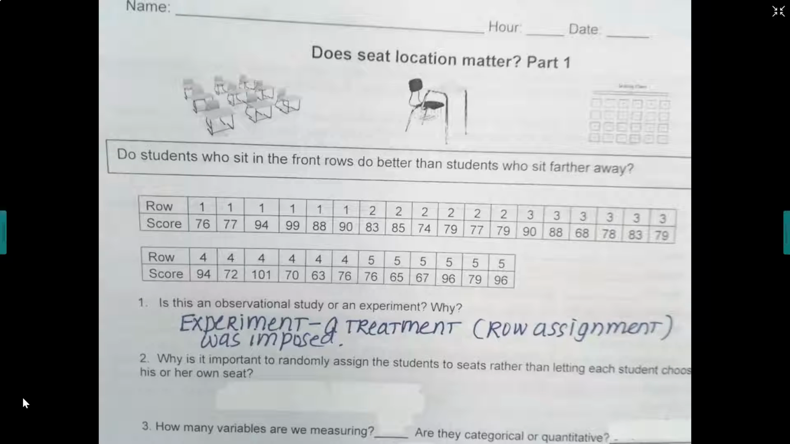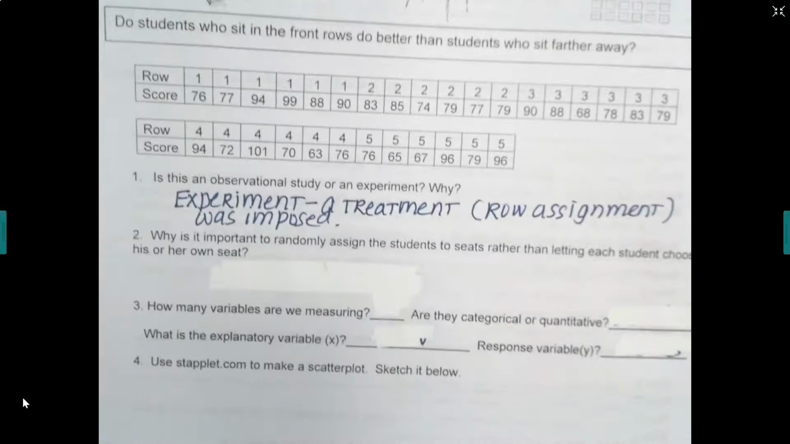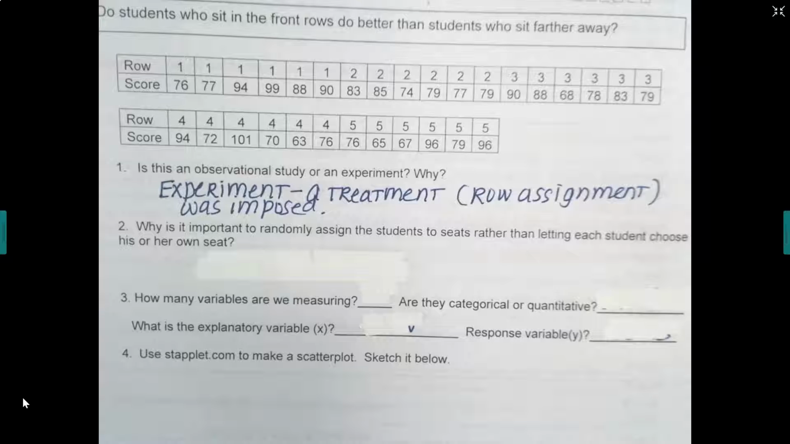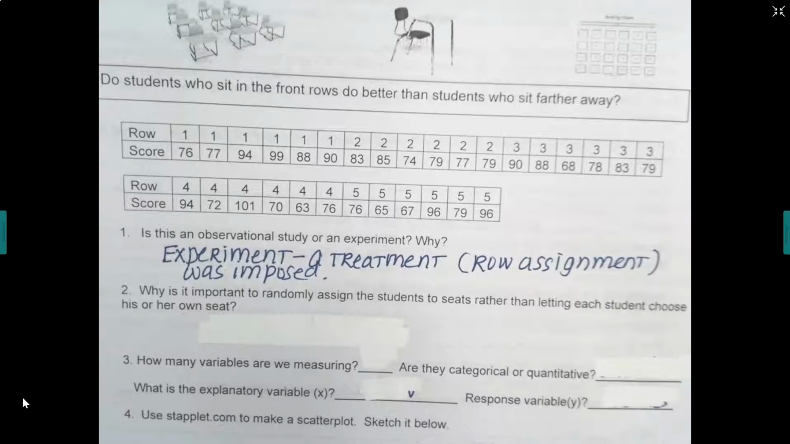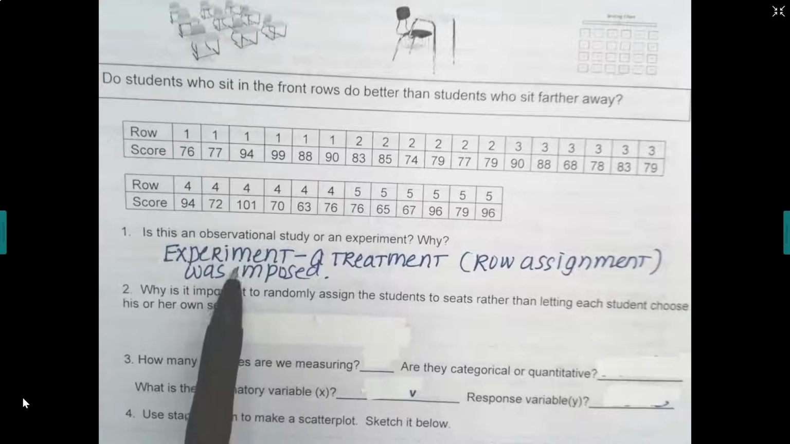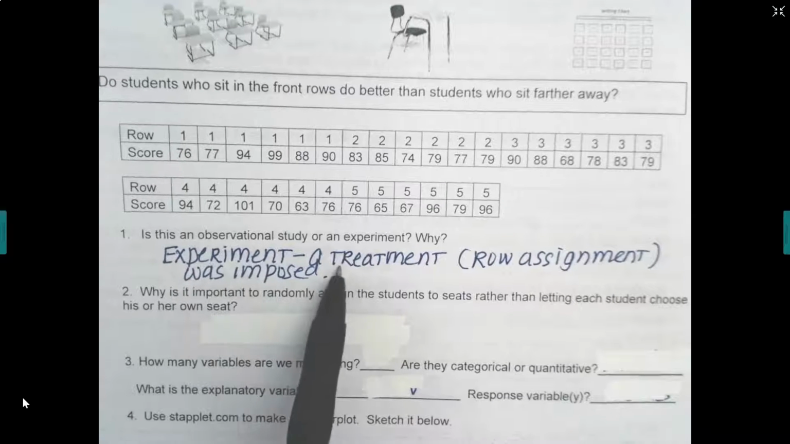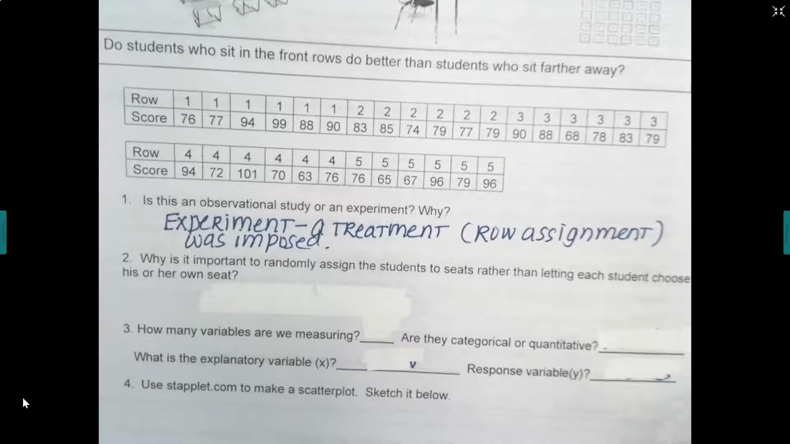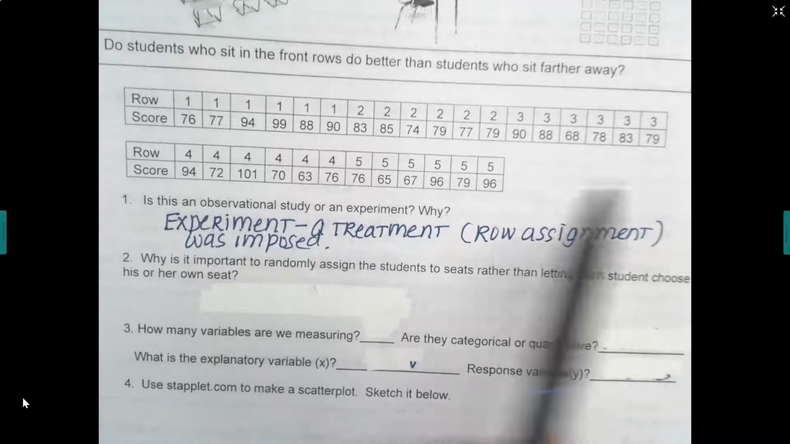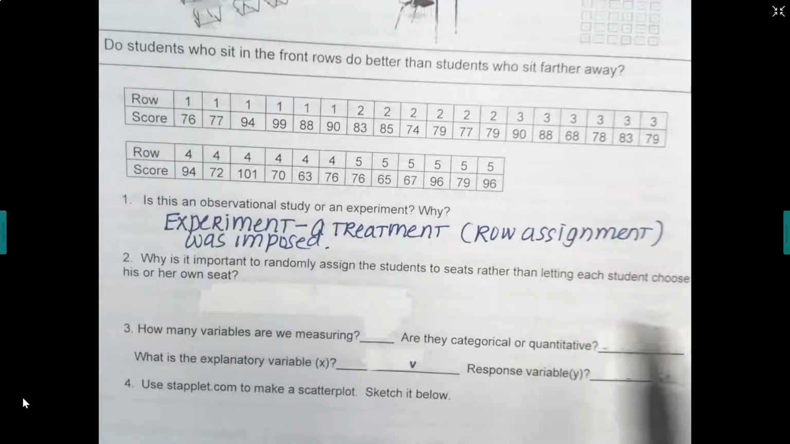So our first scenario that we're going to talk about is, do students who sit in the front rows do better than students who sit further away? The question is, is this an observational study or an experiment? What it doesn't say is I made a seating chart. I assigned the students to these rows, so we're going to call this an experiment because a treatment of row assignment was imposed. Okay, we are given the 5 different rows and then the scores of the students who are sitting in those rows.